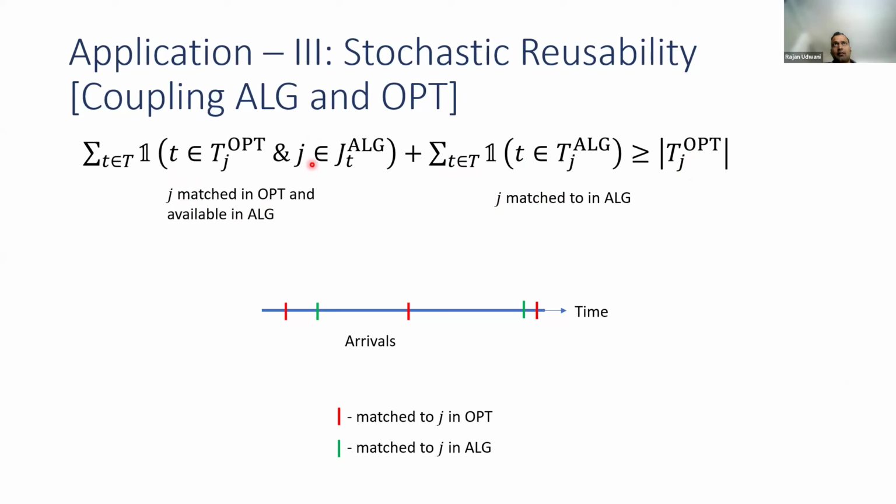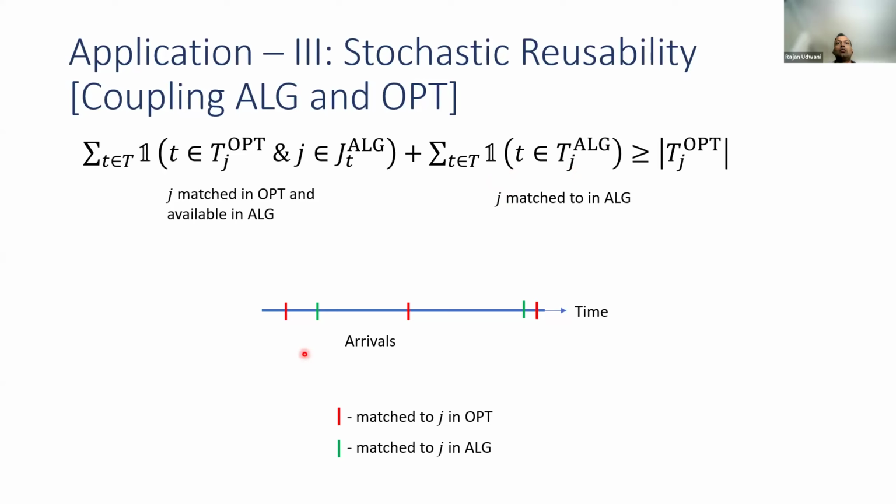So just quickly notice that if I did not have this term, the one after the AND, which says that J should also be available in ALG, I'd be done, right? Because I'd just be counting the total number of times J is matched in opt, which is exactly the right-hand side. Okay, but the saving grace is that while I have this term, I also am counting the total number of times that J gets matched in ALG.